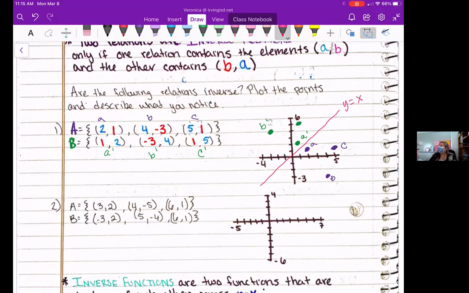Isn't that the most simple function you could possibly think of, right? Y equals x is the most basic function. It's the original. Okay, so any two things are inverses of each other if they reflect across y equals x.